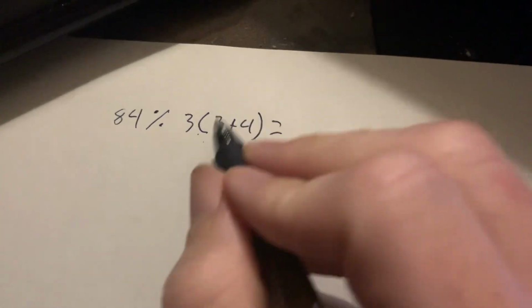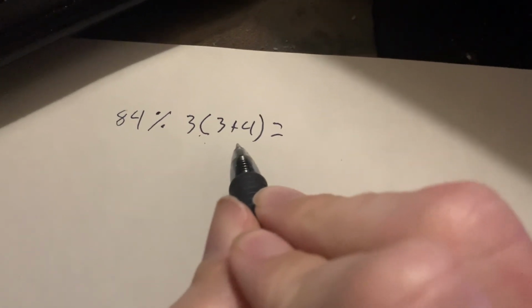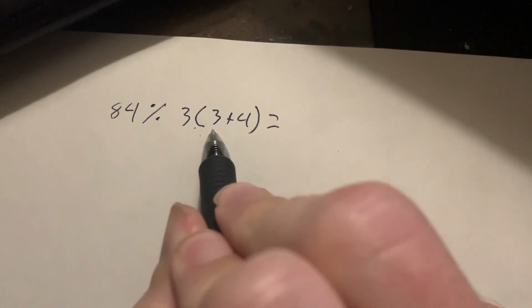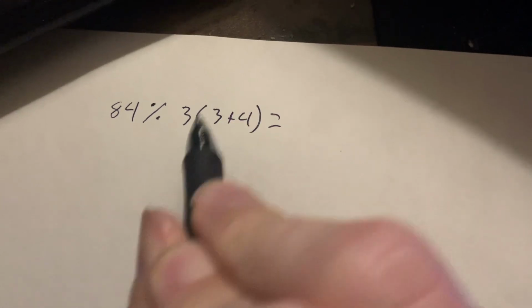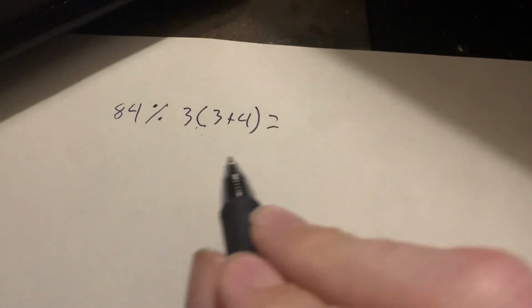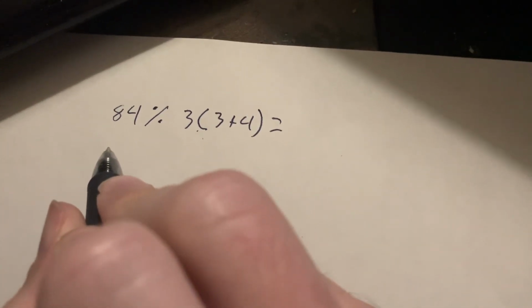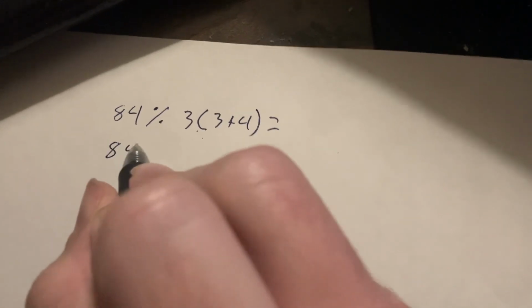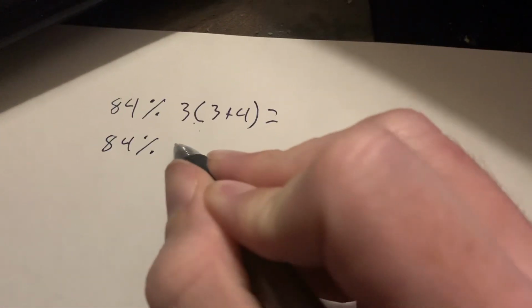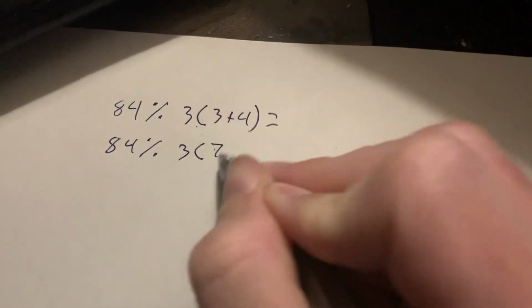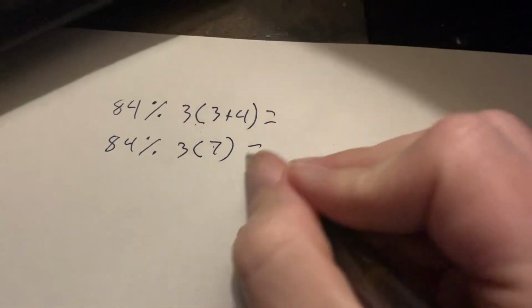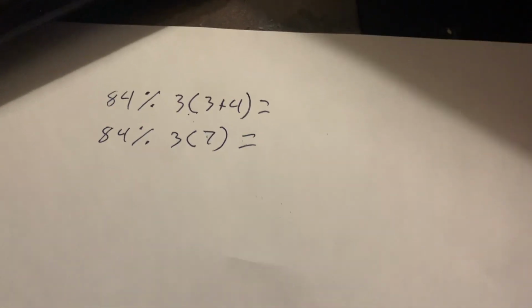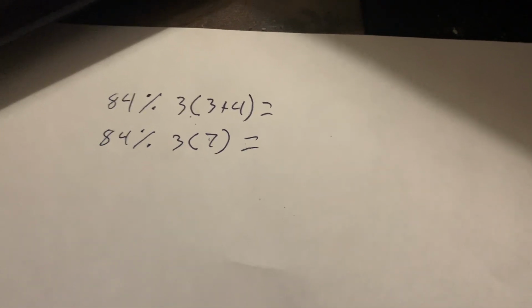But what they forget to understand is that a lot of people assume, okay, if I do the 3 plus 4 inside the parentheses, I'm clearing it. And that is not true, because I will show you. If you solve the 3 plus 4, what you will get is 84 divided by 3, open parentheses, 7, close parentheses, equals. You see, doing the addition inside the parentheses does not clear the parentheses.